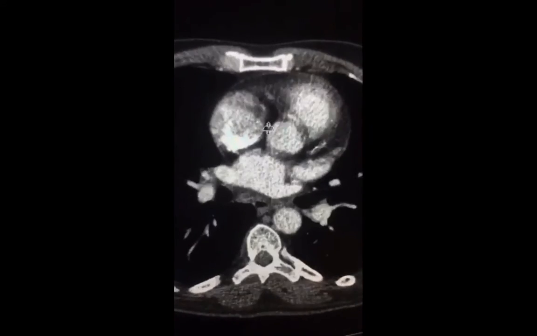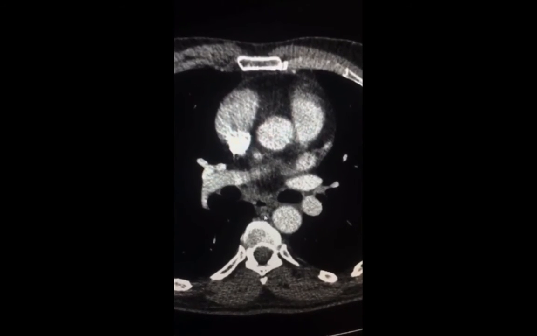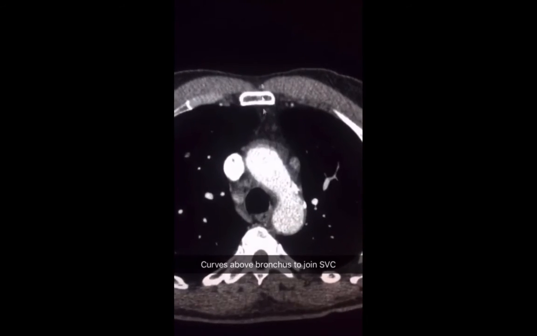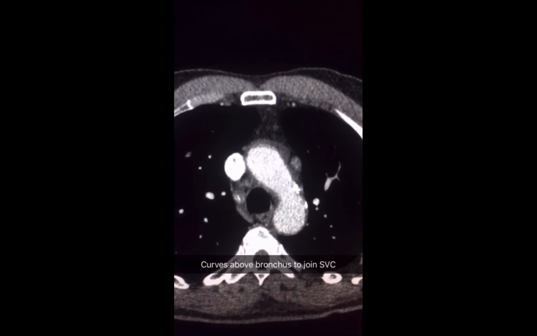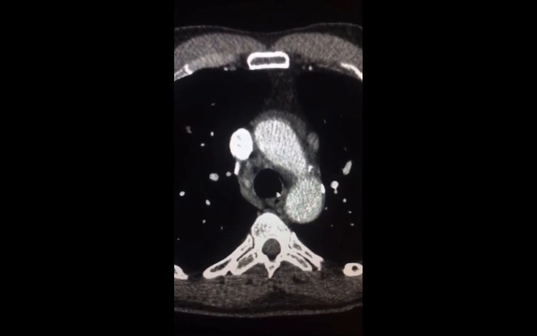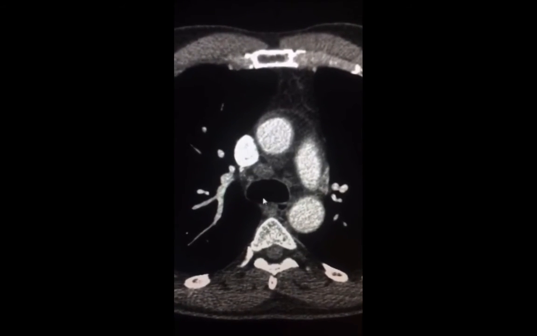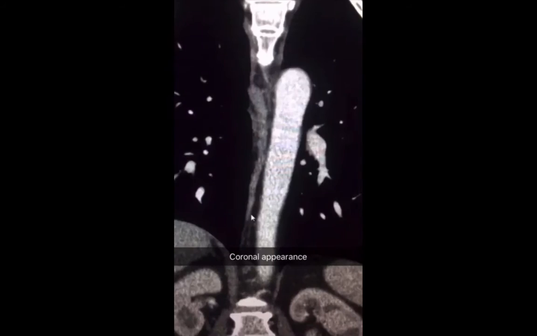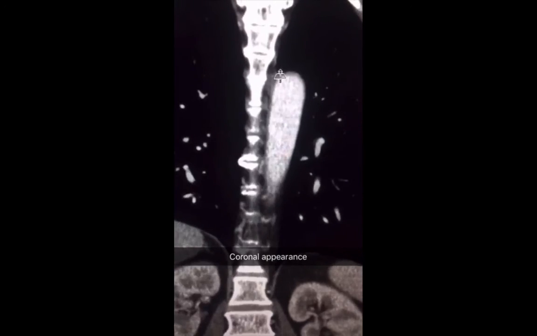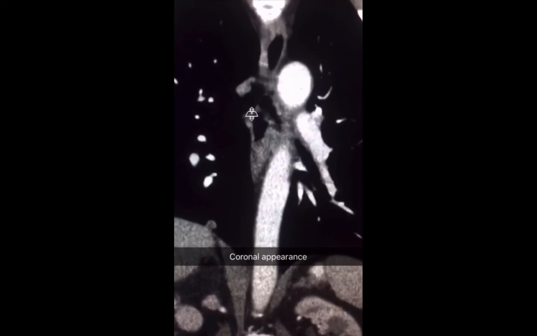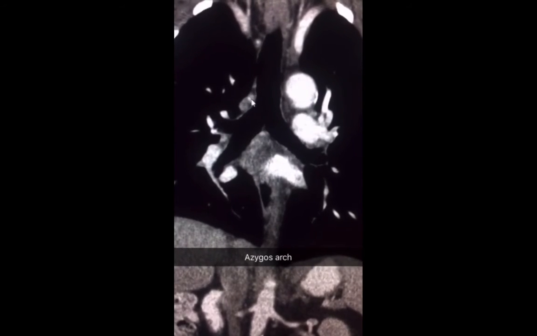This azygous vein continues in a right paraspinal or a prespinal location all the way superiorly before curving anteriorly above the right mainstem bronchus to empty into this structure, which is the SVC. Again, this is the trachea, this is the right mainstem bronchus, and here's the azygous curving on top of it. So this is the azygous on a coronal image, and it goes all the way up and curves on top of the right bronchus. And this azygous knob or azygous arch joins the SVC.